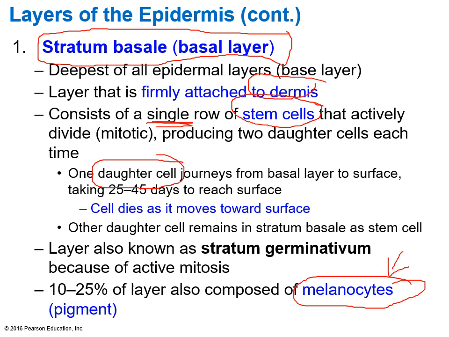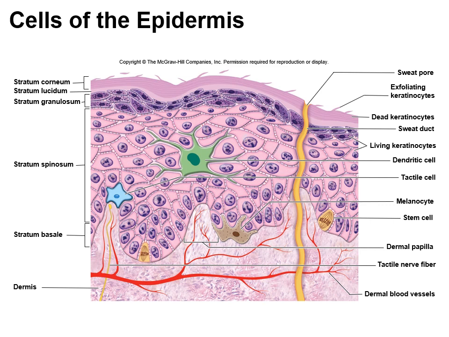But the take-home message is that the stratum basale will be one single layer of cells, and it's best known for the fact that it will house the stem cells that will give rise to the keratinocytes, and you will also find some melanocytes in this particular layer. So that is the stratum basale.